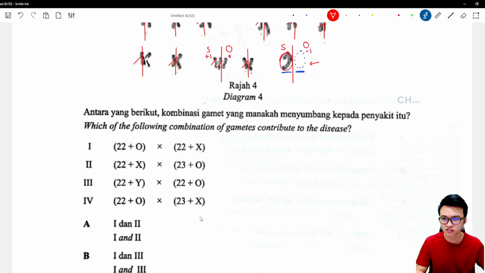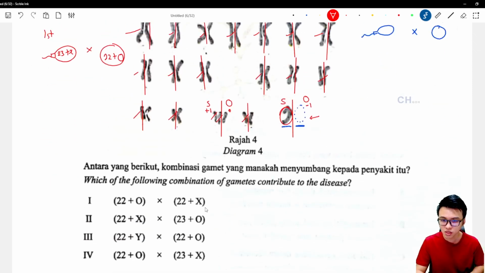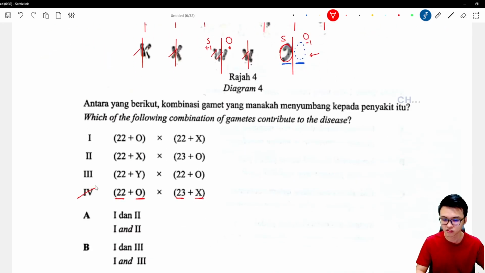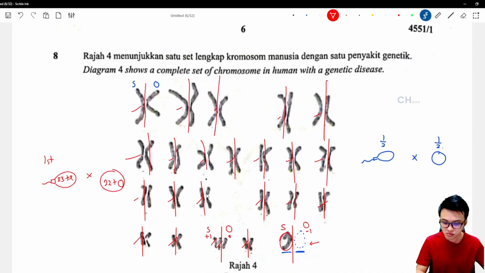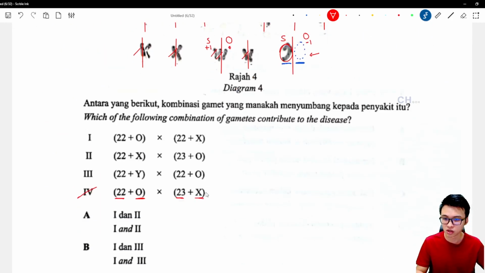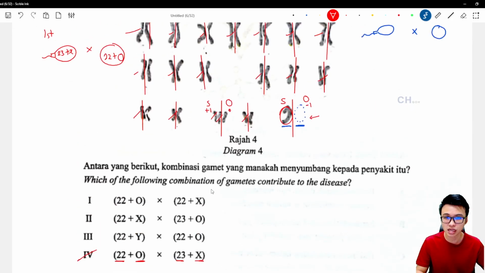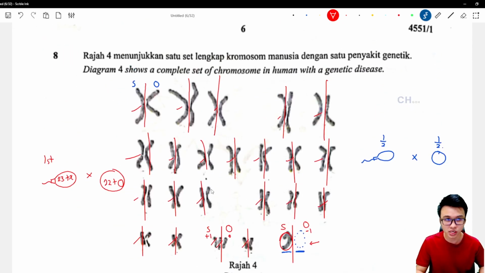So can we find this kind of answer? We try. 23 plus X, yes. 22 plus O, yes. So 4 is correct for this question. But we still have a lot of possibilities here. Can you see that? What happens if I put the line here? Initially it's like this. So what happens if I put a line here?